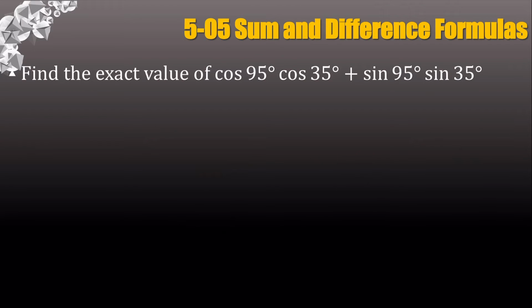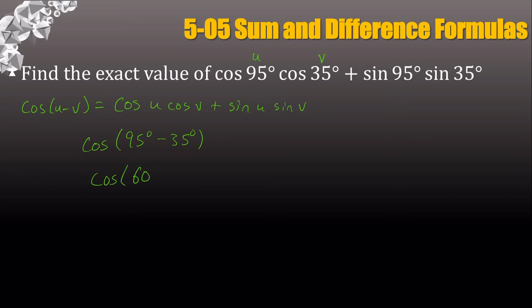Let's find the exact value of cosine of 95 cosine of 35 plus sine of 95 sine of 35. All right, so this looks a lot like cosine of u, cosine of v, plus sine of u, sine of v. And that was cosine of u minus v, where u is 95 and v is 35. So that would be cosine of 95 minus 35, which is 60.